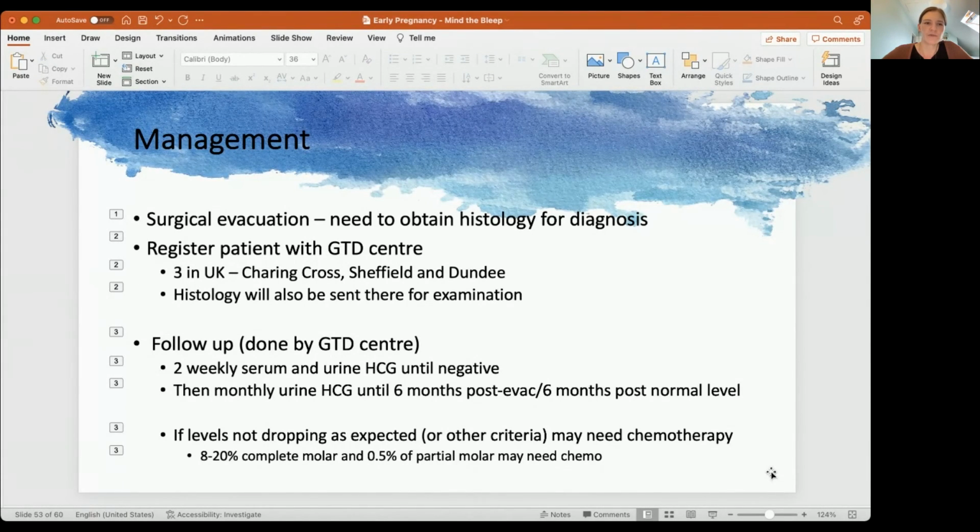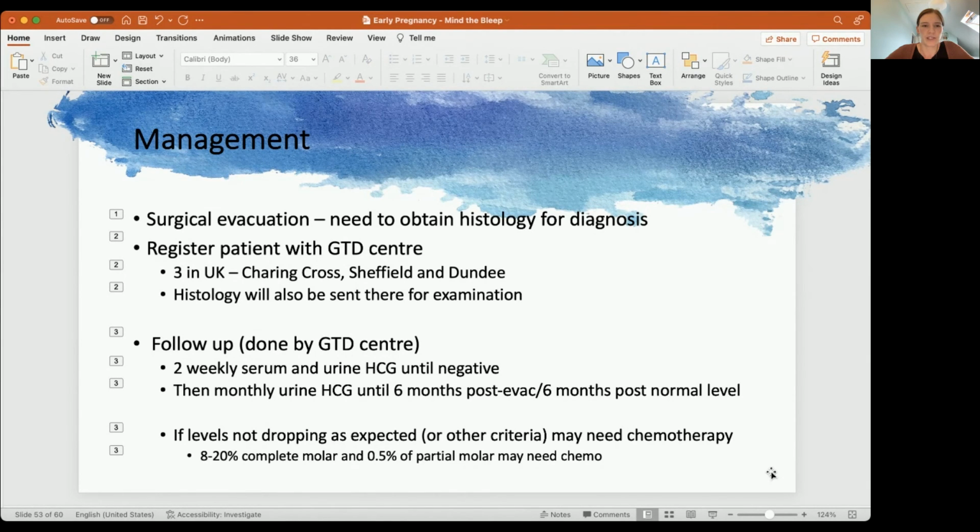If the histology does confirm a molar pregnancy, they have to be registered with a gestational trophoblastic disease centre. In the UK, there are 3 of these: one in London, one in Sheffield, and one in Dundee. Those products will also be sent there for their special histopathologists to look at to confirm the diagnosis.